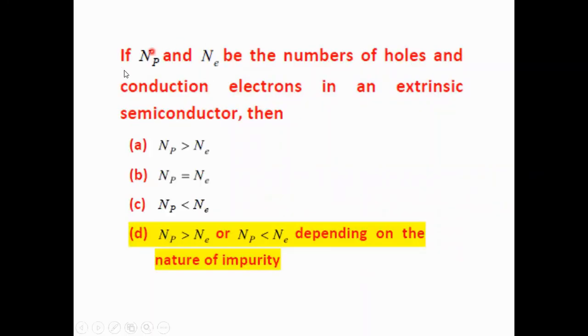So if NP and NE be the number of holes and conduction electrons in an extrinsic semiconductor, then number of holes may be greater than number of electrons, or number of electrons may be greater than number of holes. That depends upon the type of the impurity that is added. Maybe NP is greater than NE, or NE is greater than NP. That depends upon the impurity we are adding.